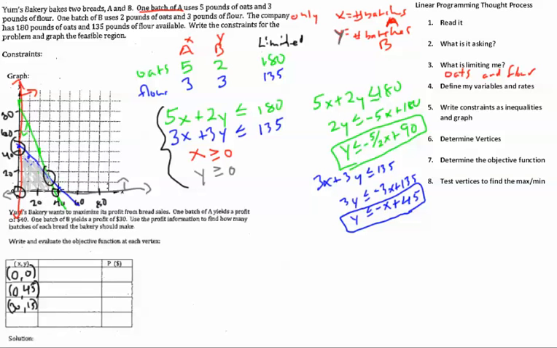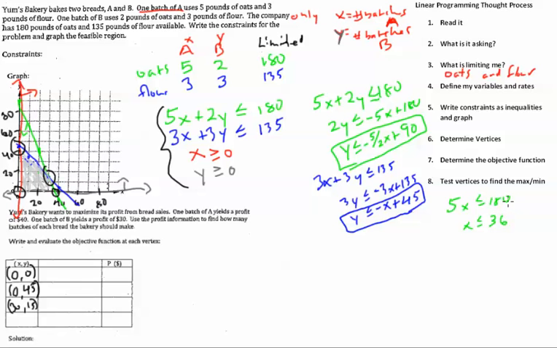And then here we have the vertex when my y value is 0. When my y value is 0 on my oats line, that would mean 5x is less than or equal to 180. So I want to double check this. When y equals 0, I get 5x less than or equal to 180. And when I divide both sides by 5, I get x is less than or equal to, what is that? 36.